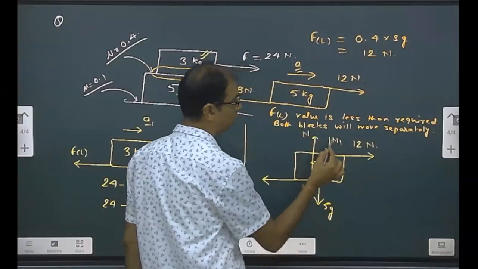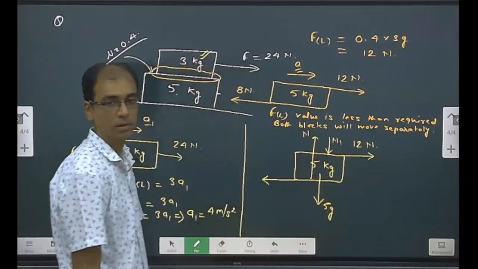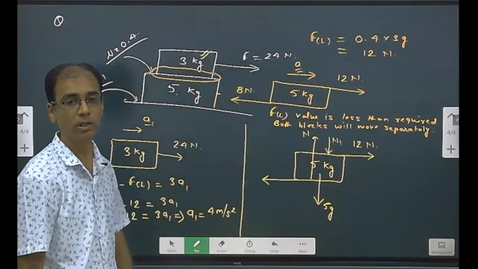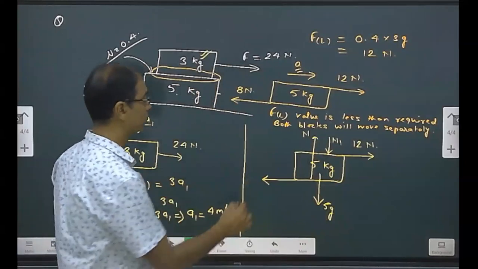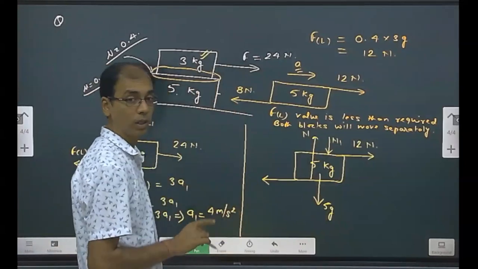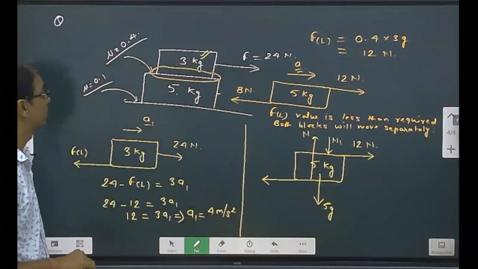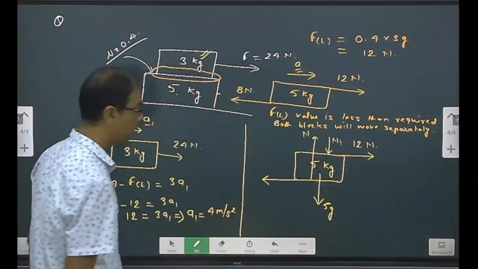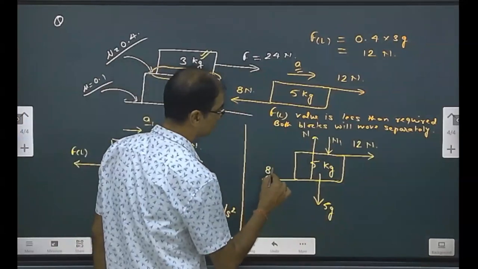So this N will be N1 plus 5g. And N1 is 3g. So that's why it becomes 8g. And this force of friction becomes mu into 8g, that is 0.1 into 8g, which is 8 Newton. Okay, so this is 8.